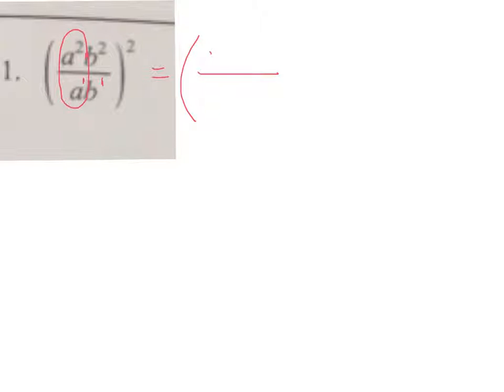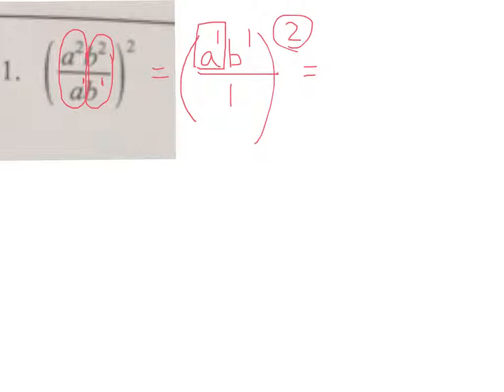So I've got a on top, and then b squared divided by b to the first is b to the first on top. So all that's left on bottom is a 1, right? And it's all being squared. Now this a is to the first and the b is to the first. So now I need to take a to the first and square it. What does that equal? A squared.